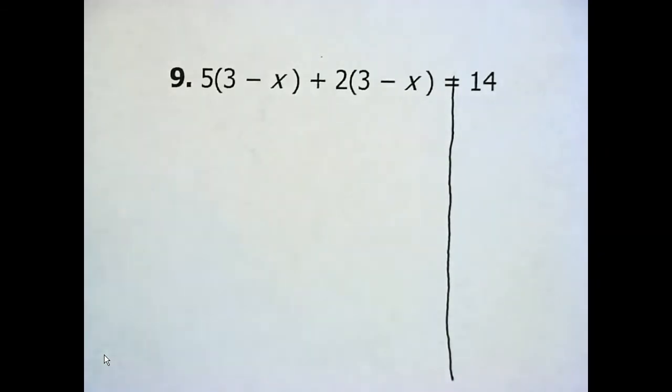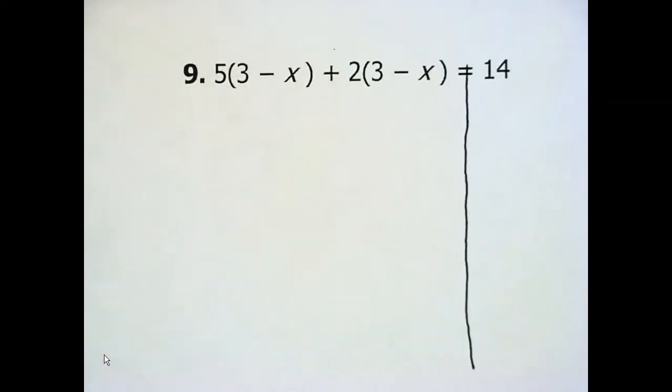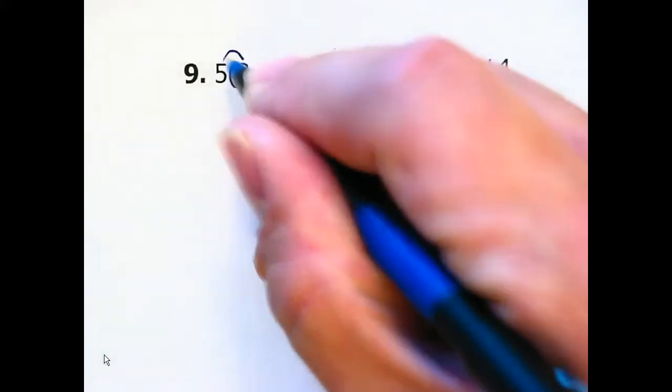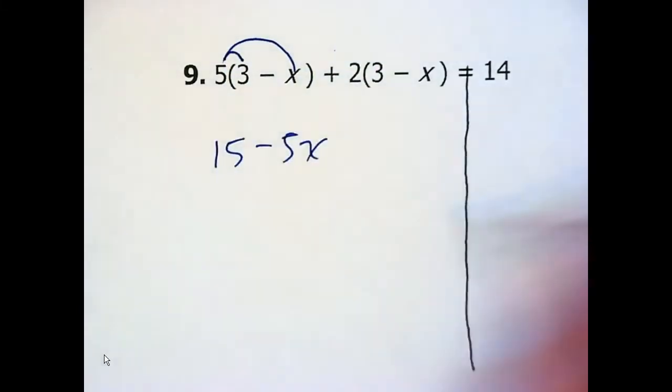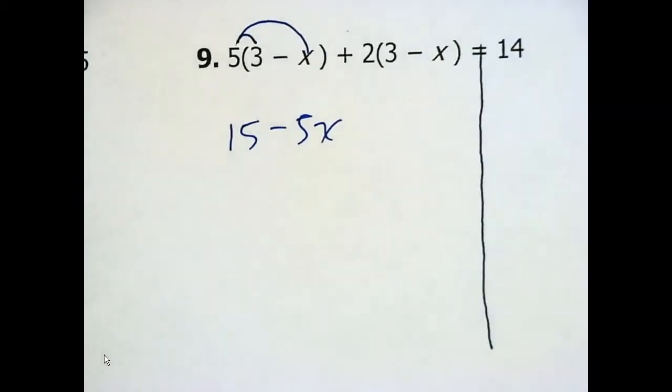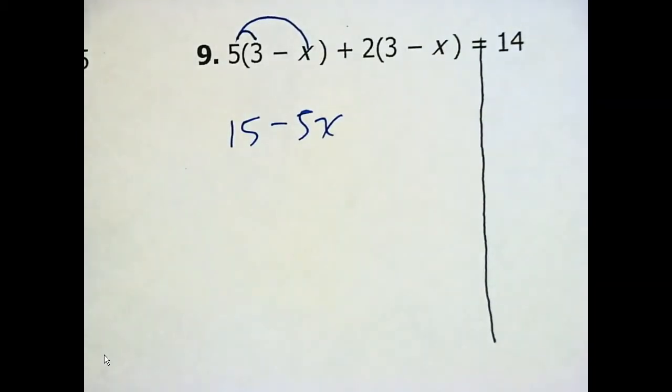All right. Here we go. What do I do? Yes, Kaylee. Good. So we distribute first. So we get 15 minus 5x. Now what? Someone on that side of the room. Like there must be extra gravity over there because the hands won't go up as easily. Could be. Logan.